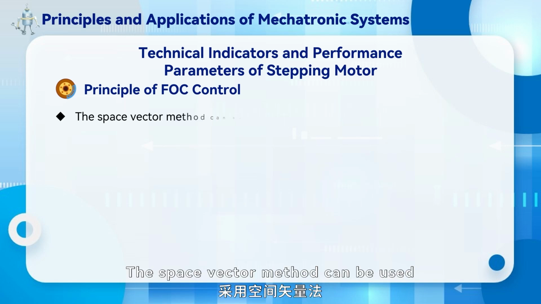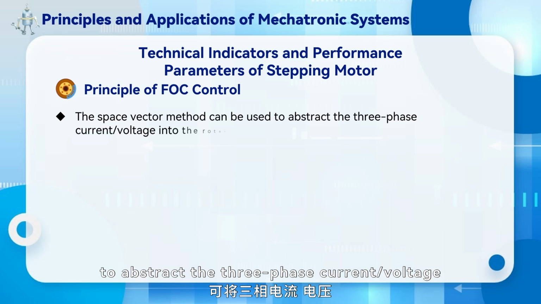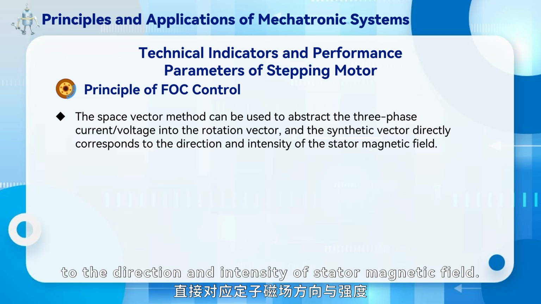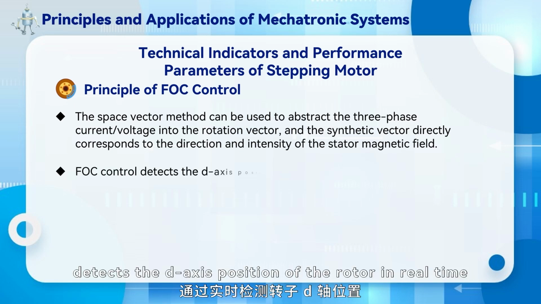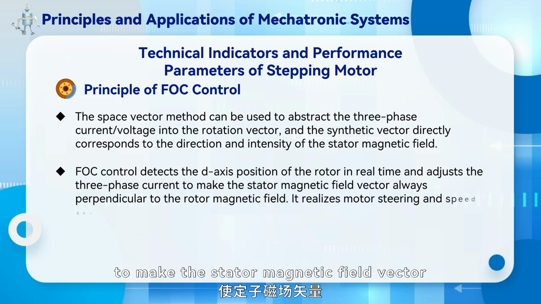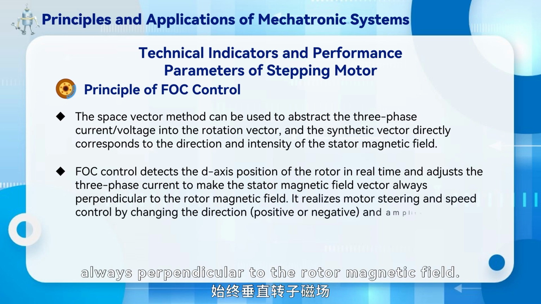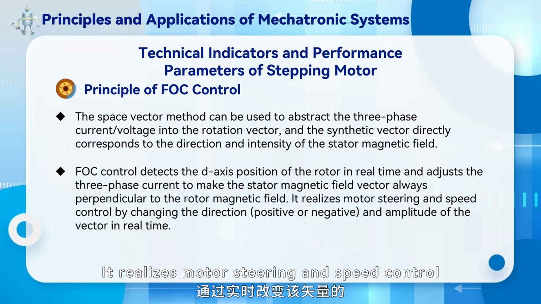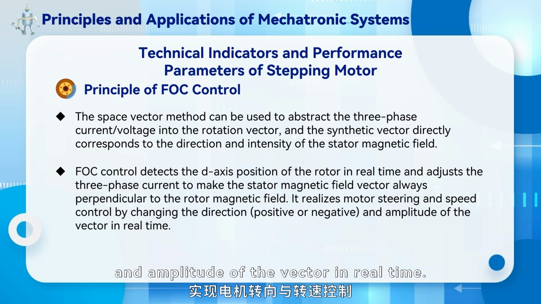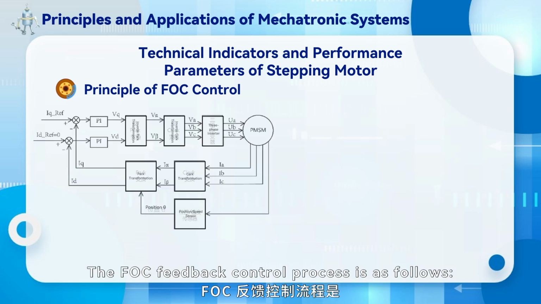The space vector method can be used to abstract the three-phase current or voltage into the rotation vector, and the synthetic vector directly corresponds to the direction and intensity of stator magnetic field. FOC control detects the D-axis position of the rotor in real time and adjusts the three-phase current to make the stator magnetic field vector always perpendicular to the rotor magnetic field. It realizes motor steering and speed control by changing the direction, positive or negative, and amplitude of the vector in real time. The FOC feedback control process is as follows.